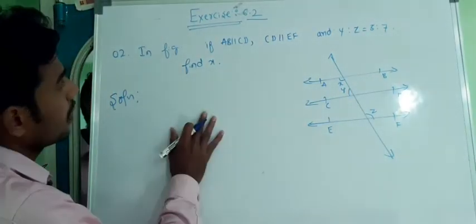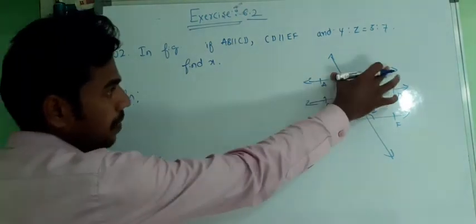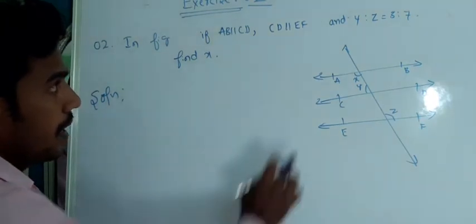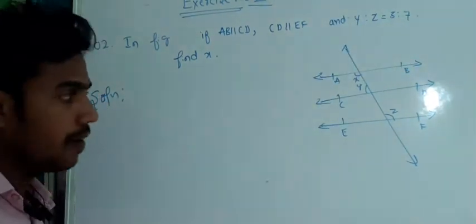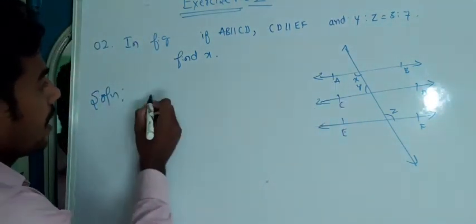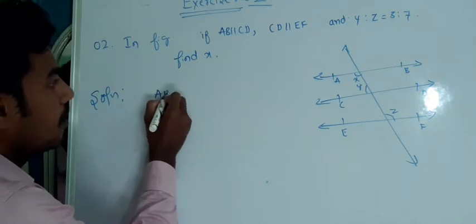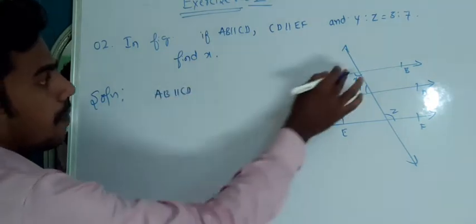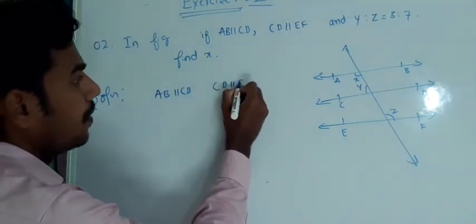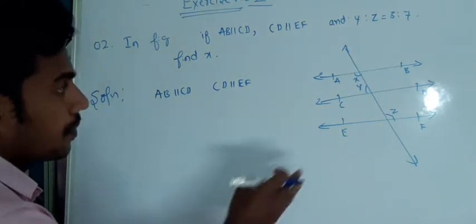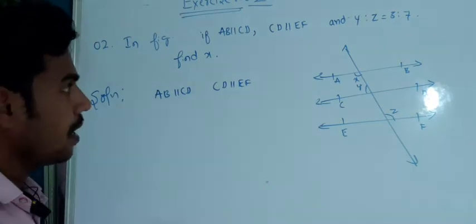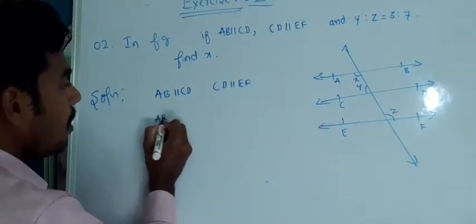Second question, in the figure, if AB is parallel to CD, and CD is parallel to EF, and Y is to Z is equal to 3:7, find the value of x. Now, to do so, what relation do we have? What is given to us? AB is parallel to CD, and CD is parallel to EF. If two lines are parallel to the same line, then those two lines will be parallel. So I can say AB is parallel to EF.